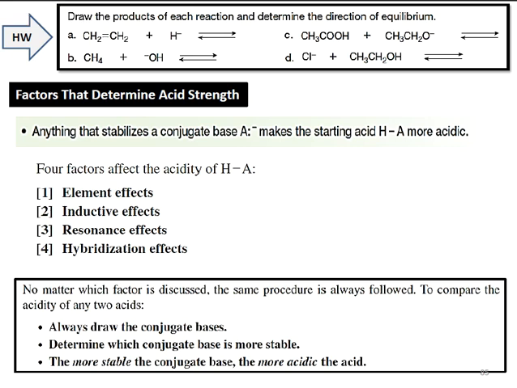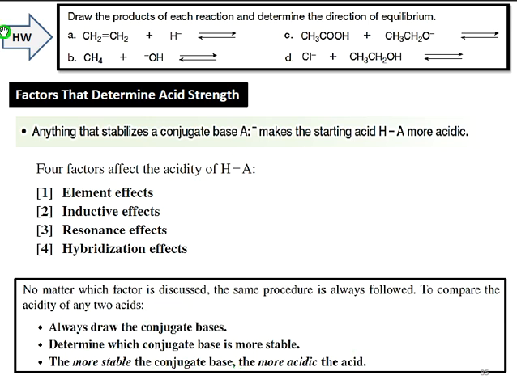Okay, now these 4 factors are so important to determine whether the acid is strong or not. No matter which factor is discussed, the same procedure is always followed. If I give you any compound, you have to apply all 4 rules in your mind. Always draw the conjugate base. Determine which conjugate base is more stable. The more stable the conjugate base, the more acidic the acid.